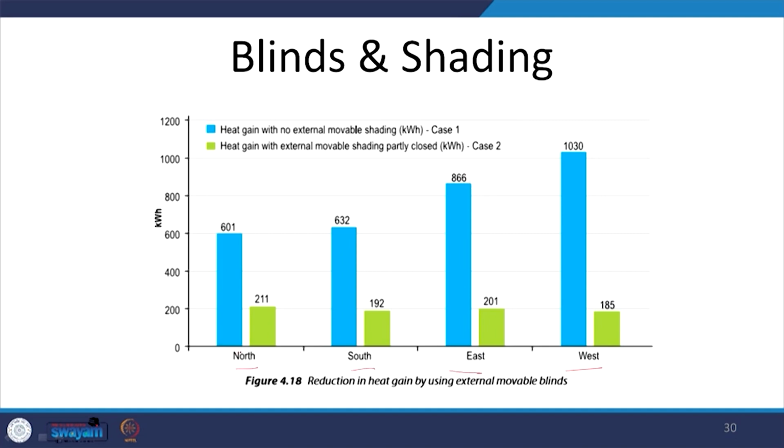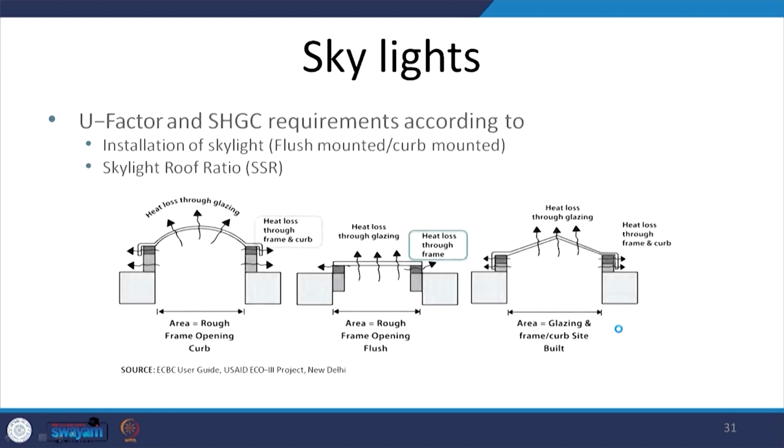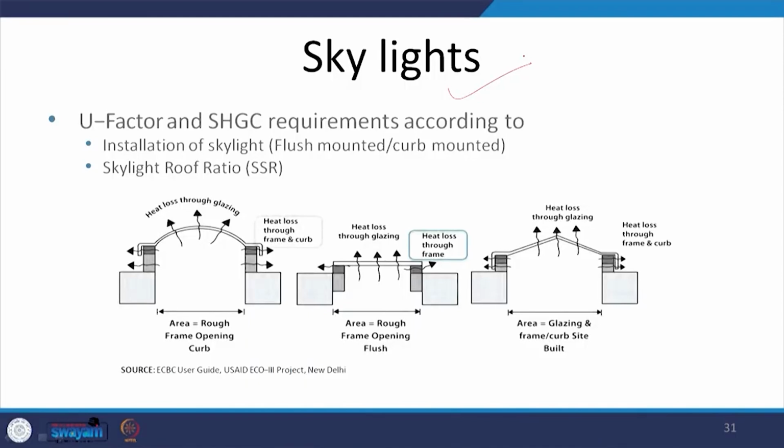If the blinds are installed outside, as a movable shading which is externally installed, compared to when it is not installed, there is a significant reduction in the amount of heat gain on all the sides, especially the west. So, the blinds are very interesting and impactful components which can be incorporated as part of the fenestration. The next is skylights.